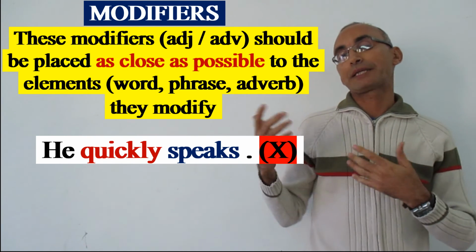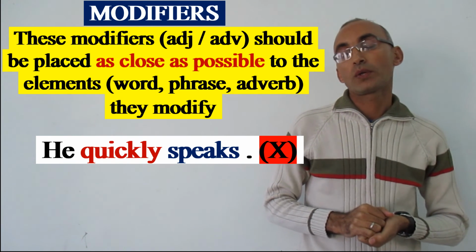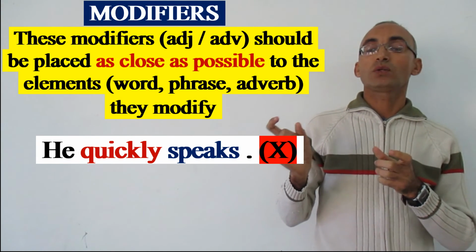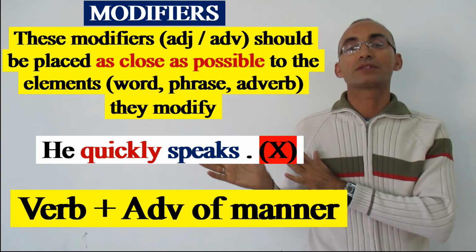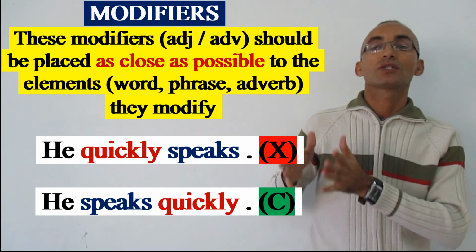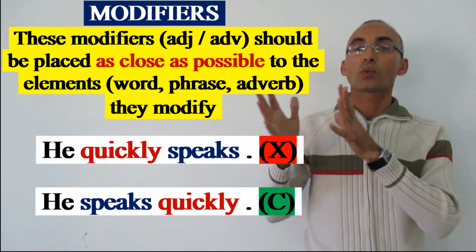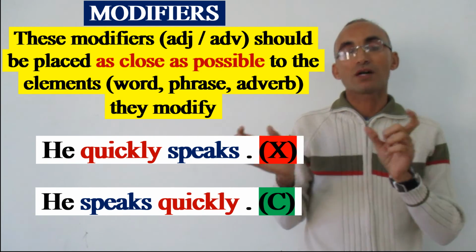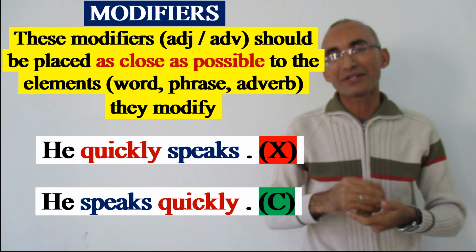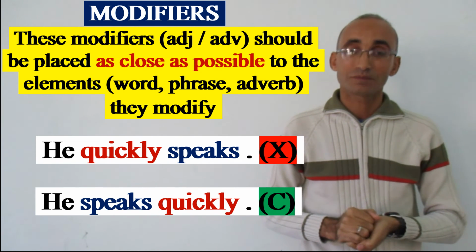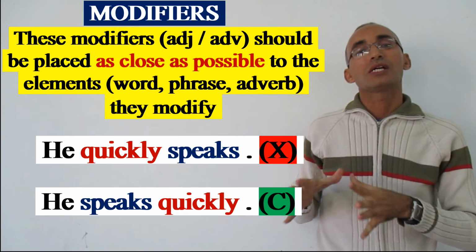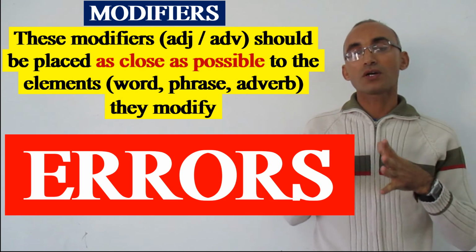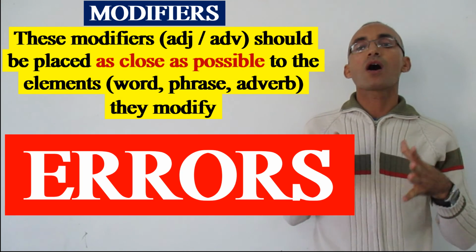Also, for example, we have for adverbs: He quickly speaks. Quickly speaks. So here, normally we should put the verb and then the adverb of manner. And we say he speaks quickly. Speaks quickly. So as you see here, misplacement of modifiers may lead to an awkward writing style and also lead to a series of errors that concern mistakes and errors of modifiers.